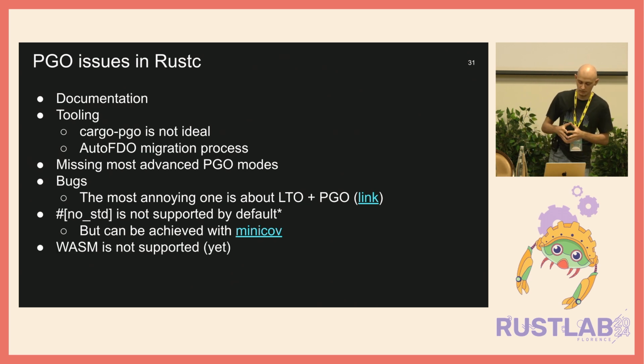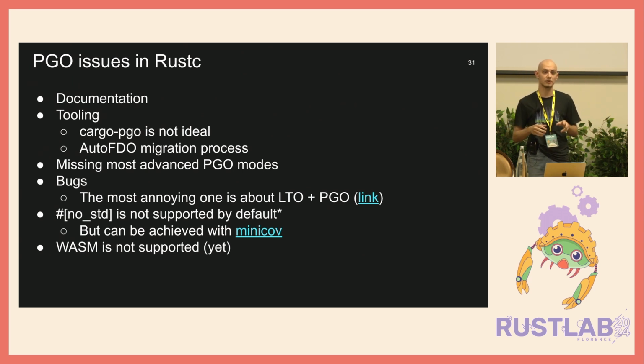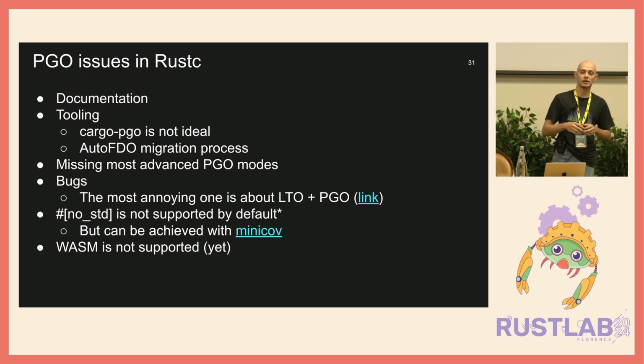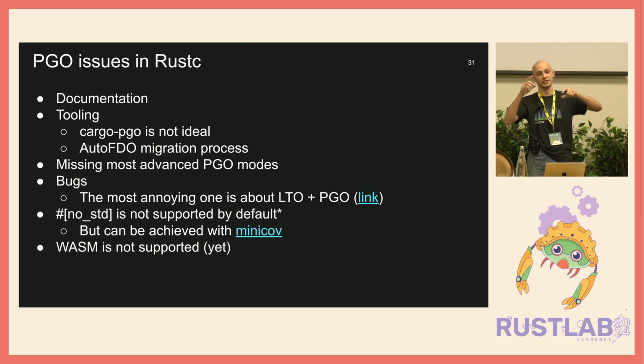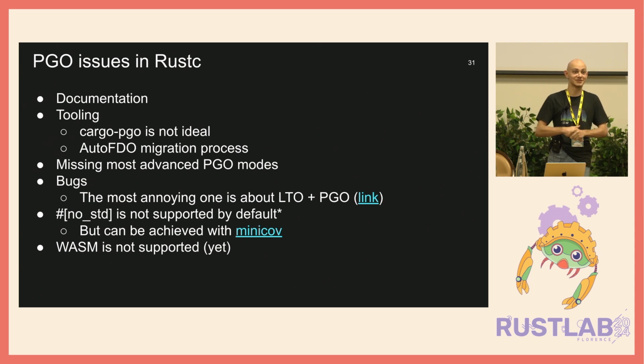And WASM, WebAssembly, is not supported yet for exactly the same reason, because for the WebAssembly environment, the instrumentation runtime is not supported. So if you want to use PGO with WebAssembly and you want to collect the PGO profile directly during the WebAssembly execution, you will need to implement the instrumentation runtime on your own. It's possible to do, but you need to do some stuff.